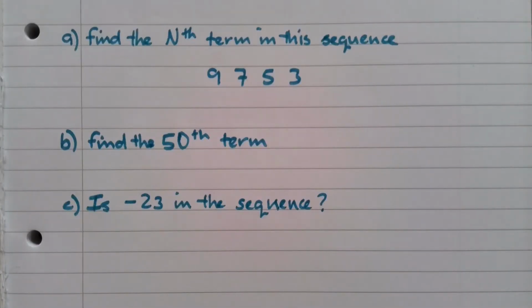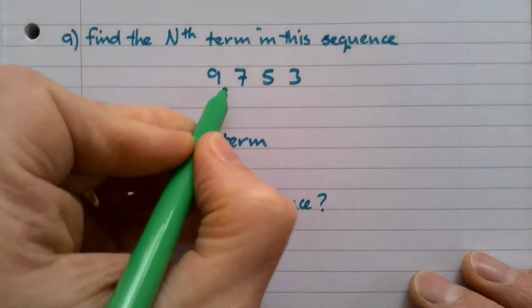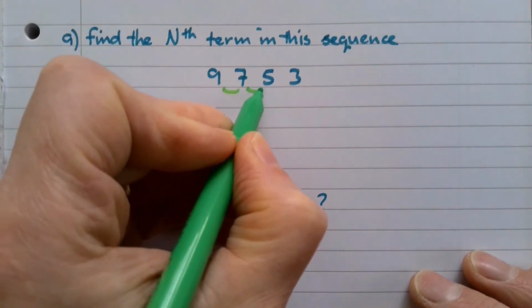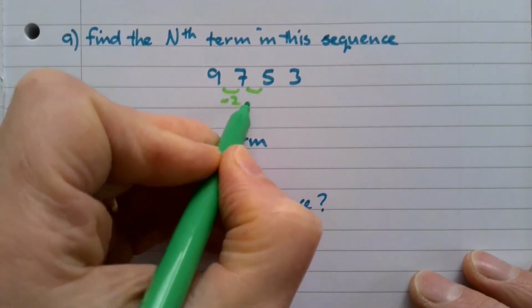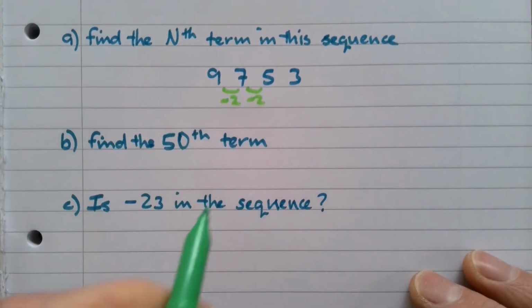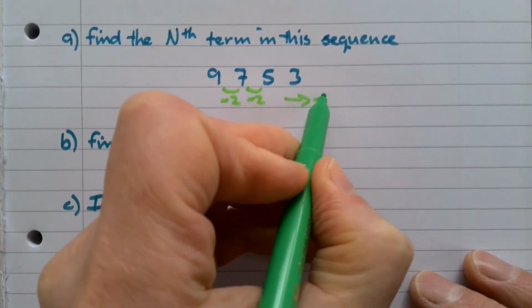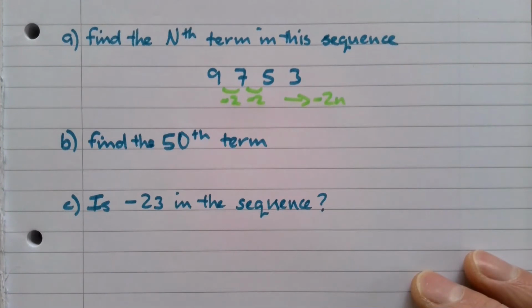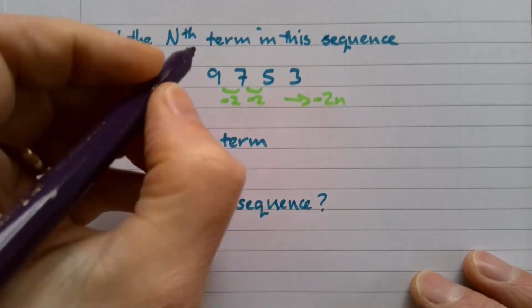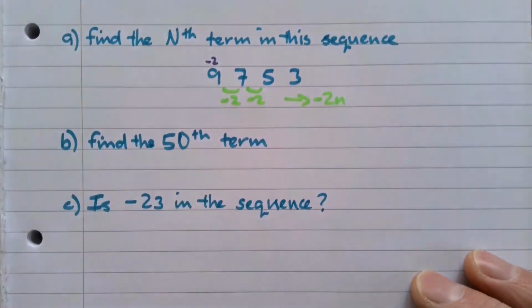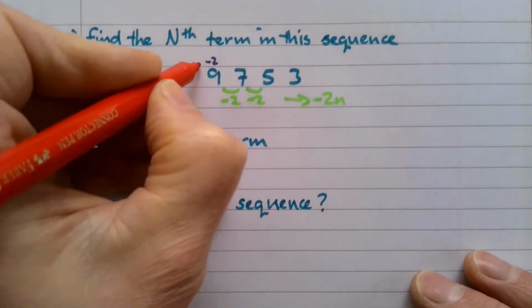Okay, so on to example 2 now. We've got to find the nth term in this sequence. If we look at the numbers 9, 7, 5, 3, the numbers are clearly going down this time, right? So what are they going down by? They're going down by 2 each time. So this is telling us we're linked to the -2 times table. And then if we think, what's the first number in the -2 times table? That's -2. How do we get from -2 to 9?